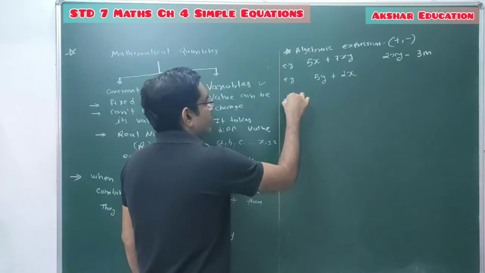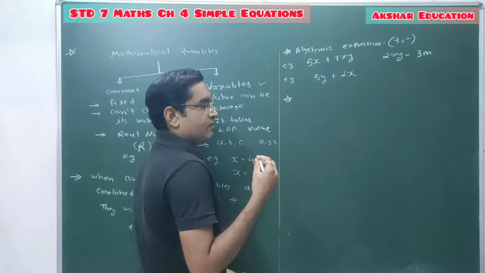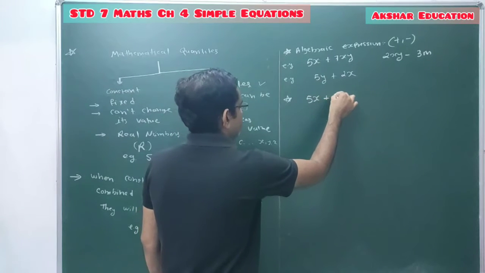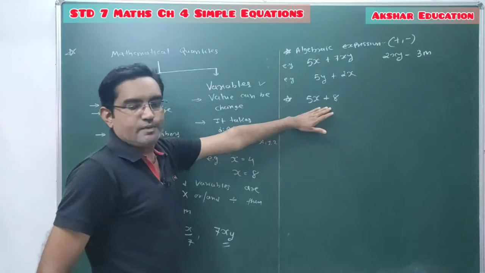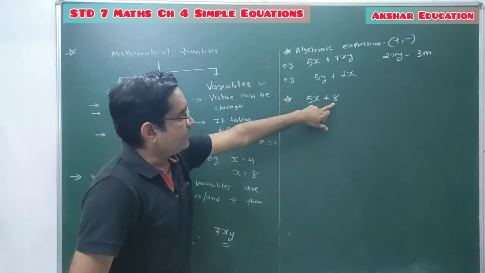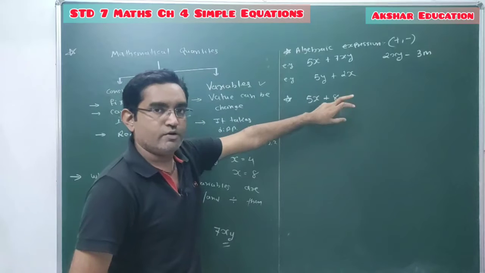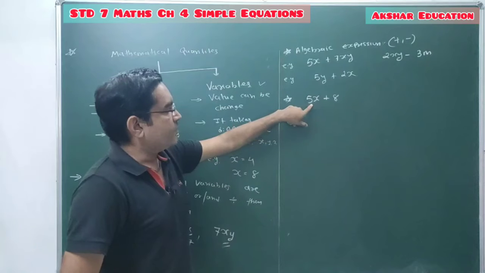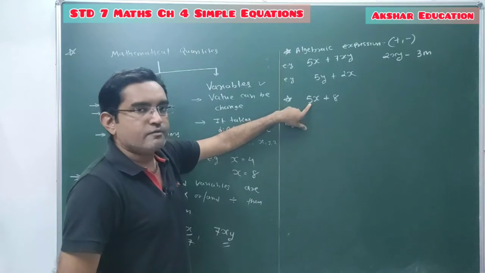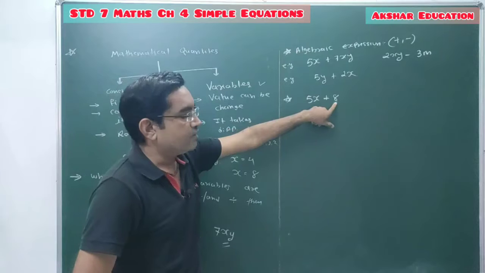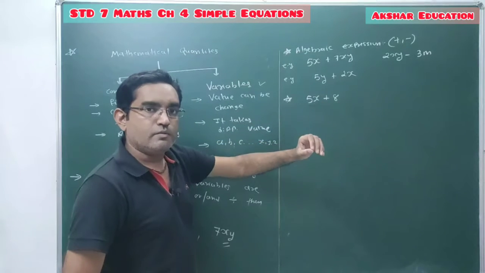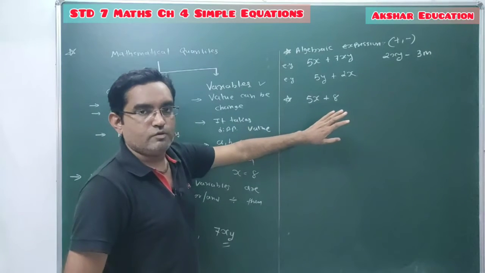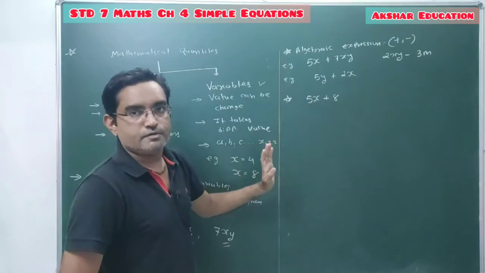So consider one simple algebraic expression, that means one which consists of only one variable. Suppose 5x plus 8. So this is one algebraic expression. This is one term, this is also one term with no variable, so it's a constant term. This is the combination of two terms. The first term is 5x, in which the constant part is 5 and the variable is x, and this is another term without any variable. A term without any variable is known as a constant term. So this is a simple algebraic expression.